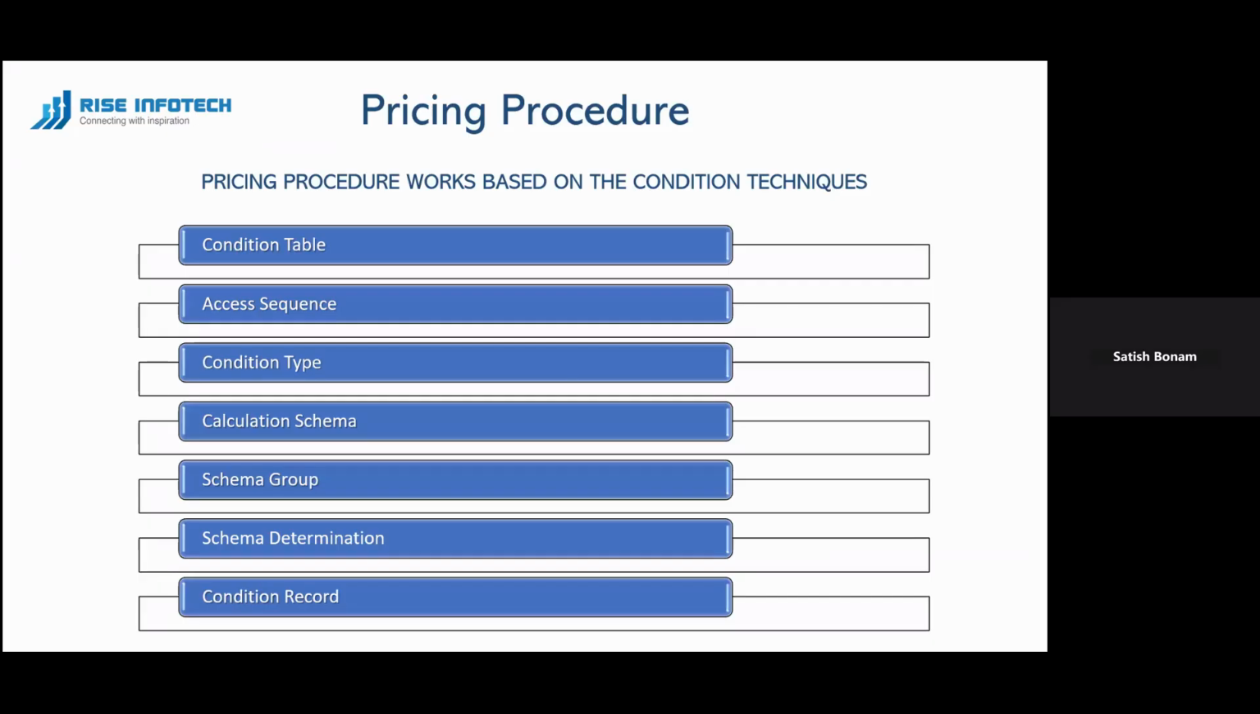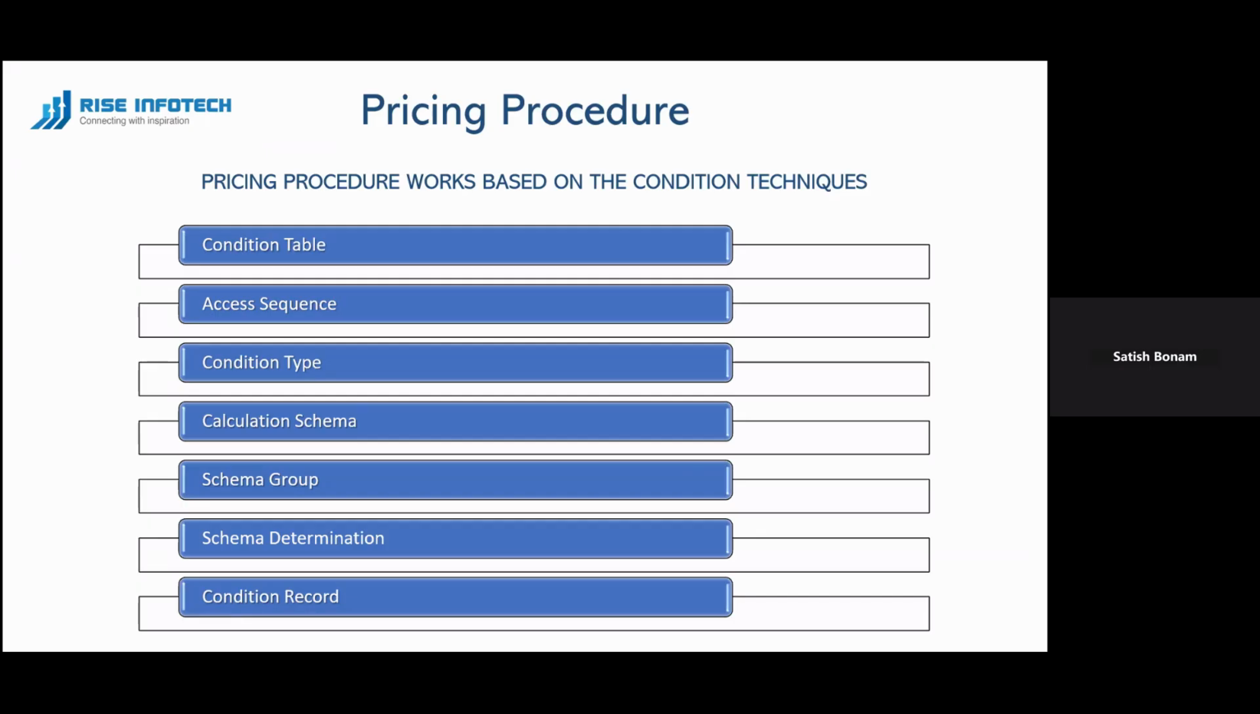The pricing process works based on the condition technique: condition table, access sequence, condition type, calculation schema, schema group, schema determination, and the condition record. The first one, condition table, is a table where we can save all the fields in combination for an individual condition record. For example, vendor, plant, material, purchase organization. Likewise, we can assign many fields in one condition table.